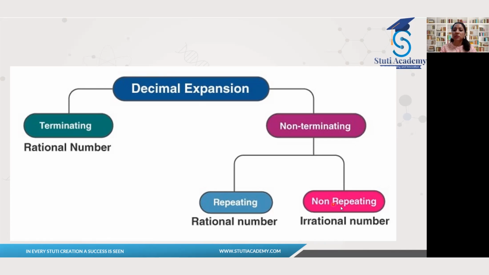Now we have non-terminating, non-repeating decimal expansions. That means the digits after the decimal point are not repeating. They're occurring in any order. So those are irrational numbers. So I'm repeating this. Terminating decimal expansions, they're rational numbers. Non-terminating repeating decimal expansions, they are also rational numbers. Non-terminating, non-repeating, they are irrational numbers.